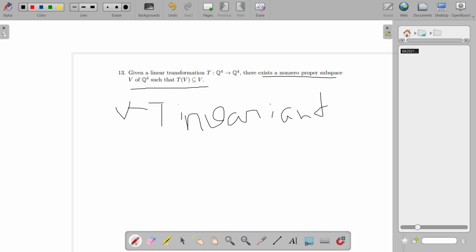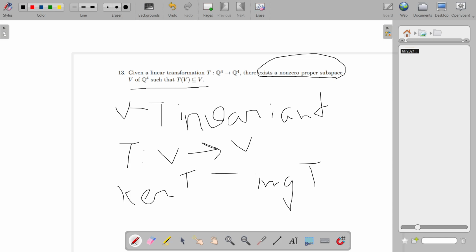Now it is very important to notice that it is given as a non-zero proper subspace. One might be tempted to think that we know that if T is any linear transformation from V to V, then kernel T and image T are automatically T invariant. Both are T invariant.